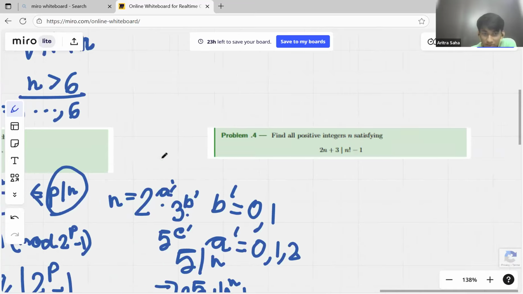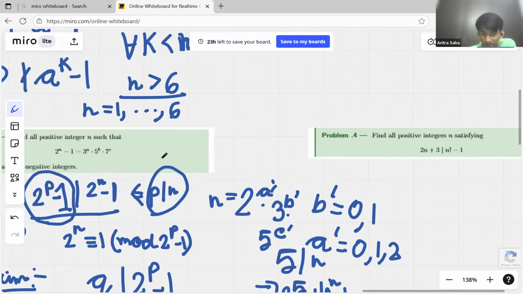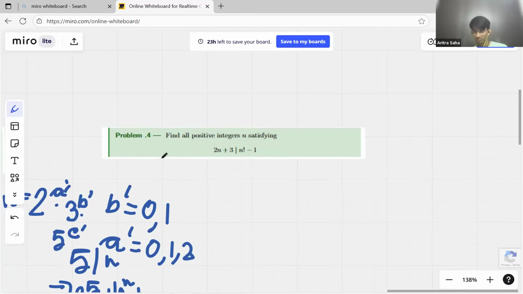By the way, for this problem, the source is a Korean something, a Korean name. I haven't read it.